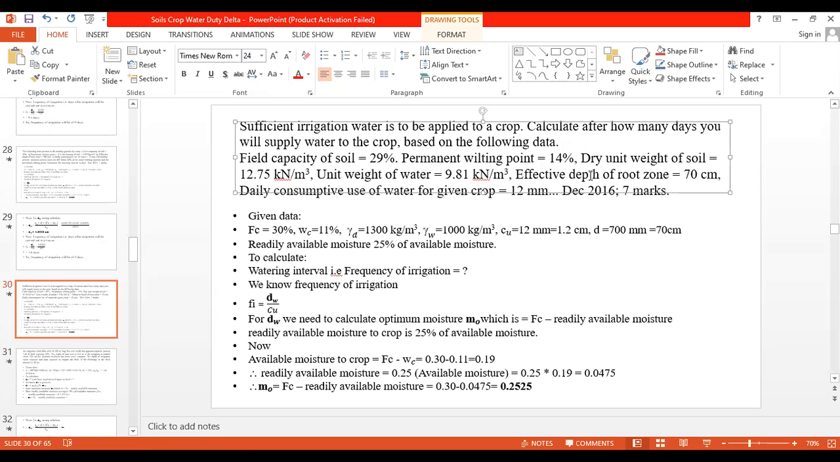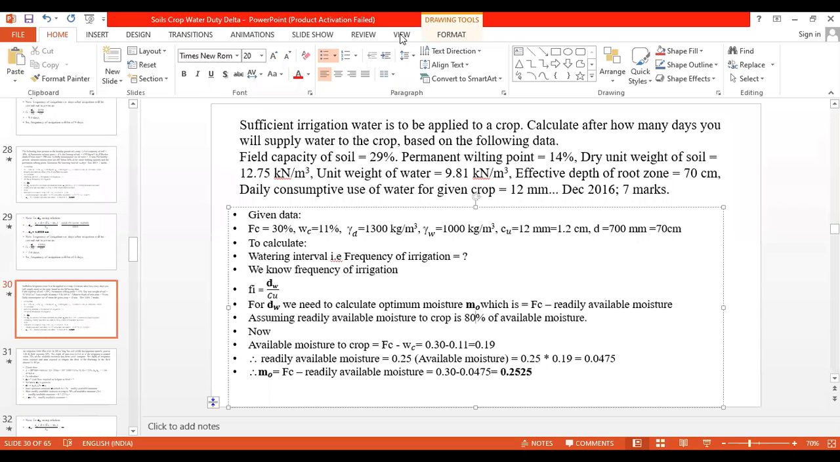Okay, it was asked in December 16 for 7 marks. So the given data, field capacity is at 29%. So here instead of 30%, we'll go for 29%. Okay, 9 days, the answer you got. Okay, others please do solve. I don't know the answer because I have not solved this.